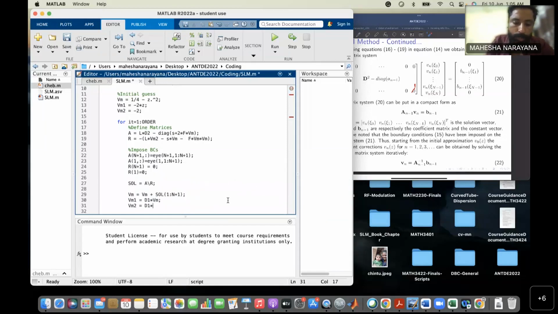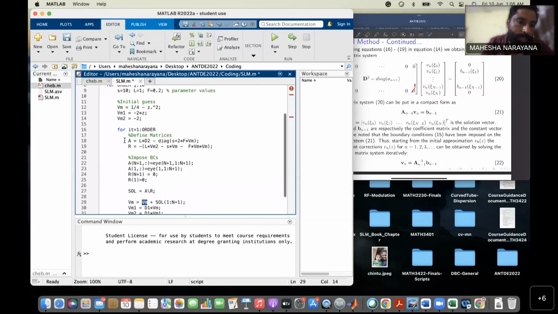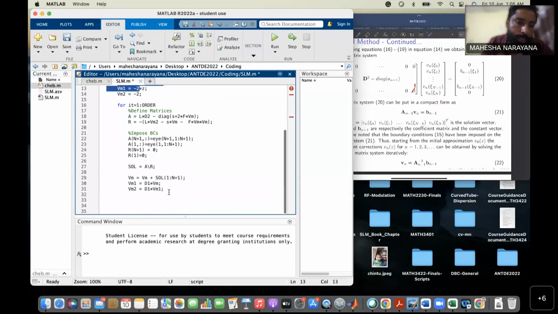So what's happening here is the current solution, like the correction at the nth stage, is being added to the old Vm. Okay, so it's overwritten on that. If you start with some initial solution, the correction is being added on to that. So the addition of each term is happening at line number 29. The corrections are being added here, one at a time. All right, so that is there.